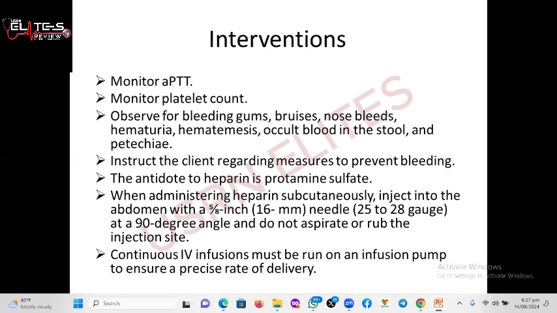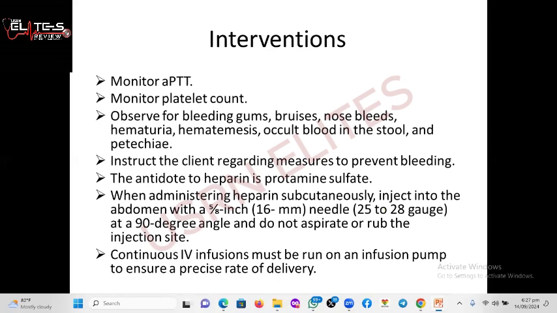You instruct the client regarding the use of measures to prevent bleeding. Especially if they are to shave, they must make sure that they are using electric shaving devices. And you have to make sure that you are limiting injections as much as possible, because injections and all those things could lead to bleeding. Then we all know the antidote is what? Protamine sulfate. And so anytime you are giving your heparin, you must make sure that you have the antidote at hand so that in case a patient is bleeding, you give the antidote.